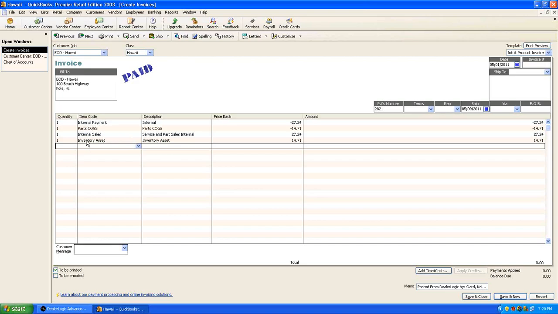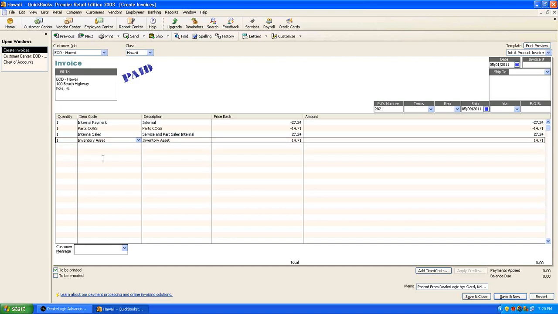Some dealerships prefer to break out inventory assets in between inventory assets and inventory asset add-ons. The advantage of breaking those out is at any time that you quickly look into QuickBooks, you can see exactly what those dollars were in addition to the invoice amount. So again, you can do that as you wish.